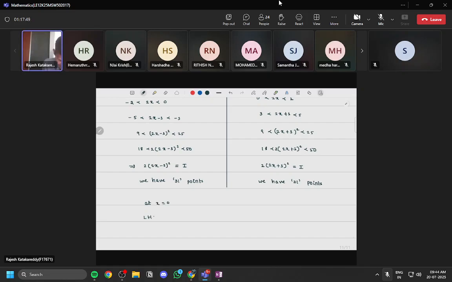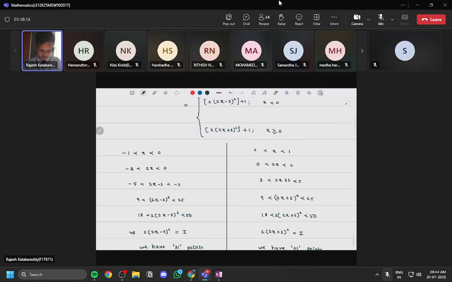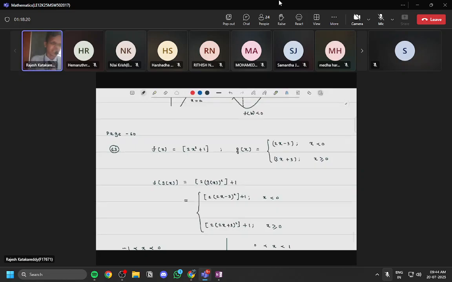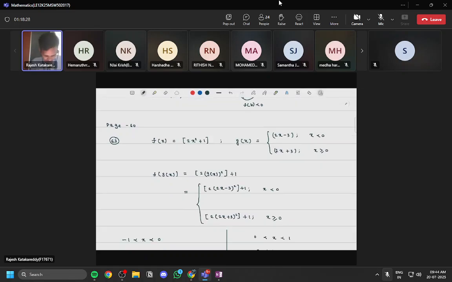Left hand limit will be limit x approaches 0 minus, we need to tell about f of g of x, so I write f of g of x. So I'll substitute 0 minus, this will be limit x approaches 0 minus f of g of 0 minus. In the left neighborhood of 0, what is the function value, or what is g of x when x approaches 0? In left neighborhood, how much is g of x? That is minus 3. Understood? Any doubt? That will be minus 3.